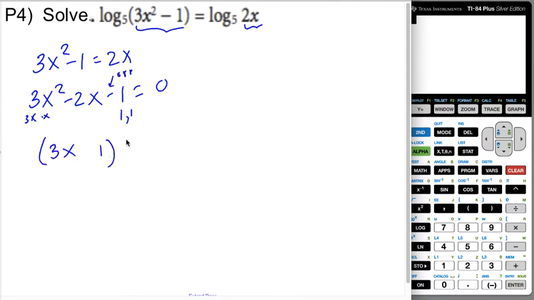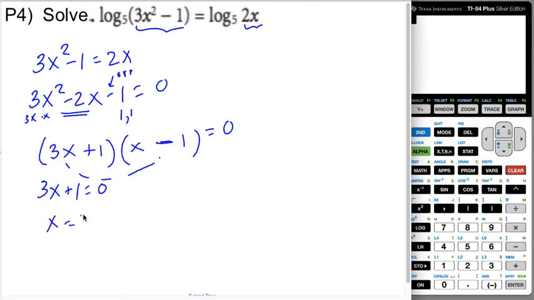So I know that both of the back seats are 1. I know that I want to net a negative 2, so I need this 3 to be the negative and the regular x to be the positive. So either 3x plus 1 is 0, which gives me x is negative 1/3, right? Or x minus 1 is 0, which gives me x is 1. So I now have to check both of those answers.